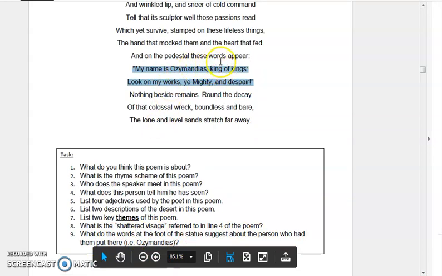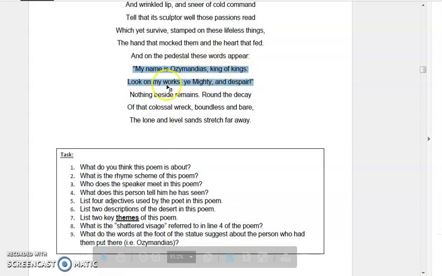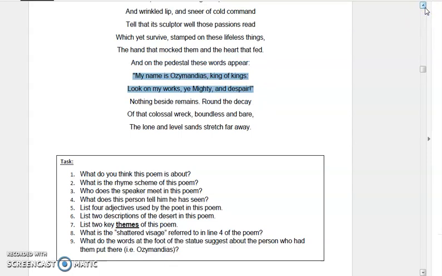Suggest that he was maybe quite arrogant. The King of Kings. Look on my works. So that his works will be his statues and what he's done for people in Egypt at the time. He was well known for his architecture. He would have had a lot of statues. Look on my works and despair. It's suggesting that he's boasting about what he's done. He's very arrogant, and he believes he's the best person living there.